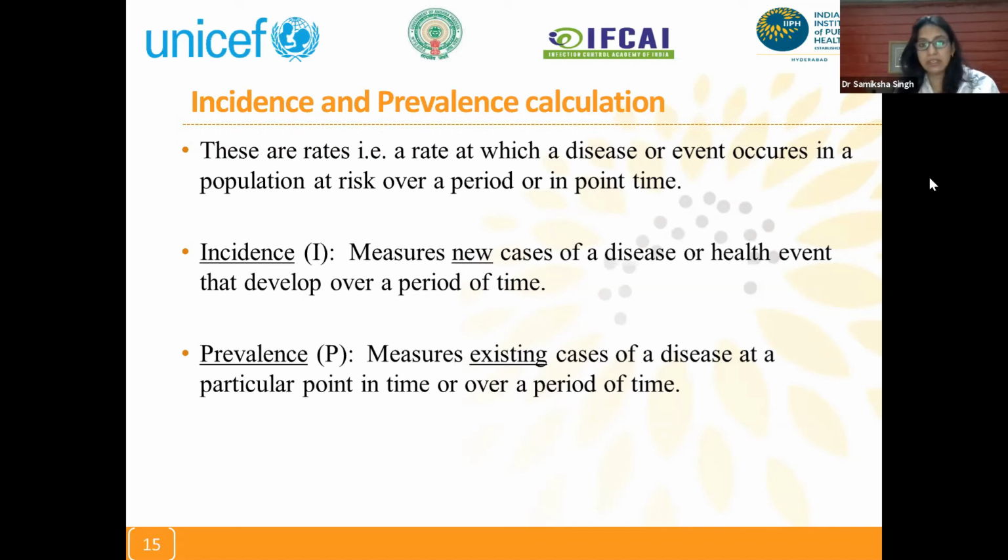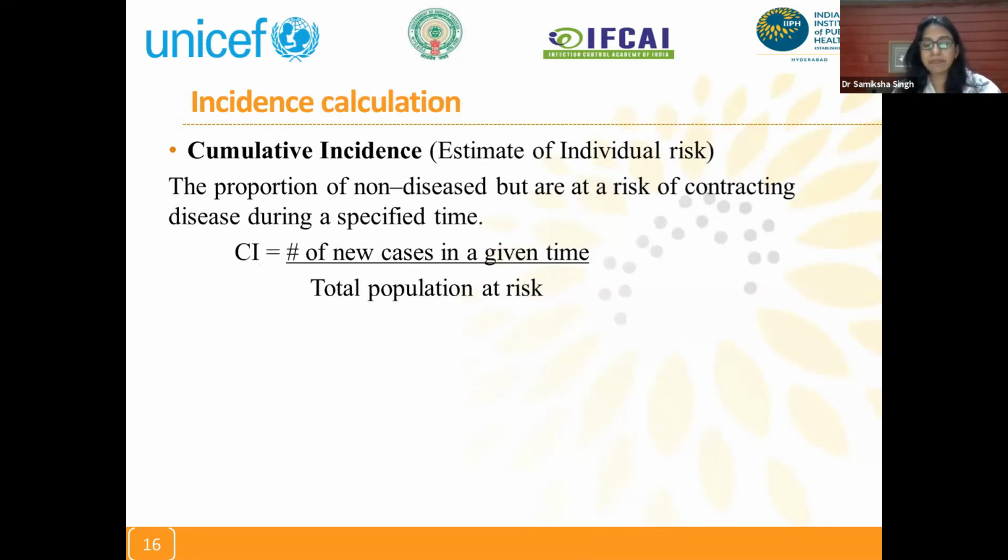Prevalence, however, talks about the number of existing cases. Like if today I look into my SNCU, how many cases of sepsis I have, how many cases of birth asphyxia I have, how many cases of respiratory distress syndrome I have, anything. So that is prevalence. It basically talks about existing cases, which includes old cases as well as new cases. That is what prevalence means. So how do we calculate them? Okay, now coming to specifically incidence.